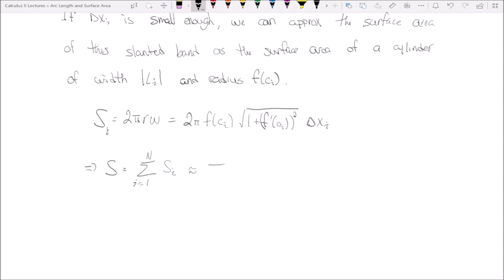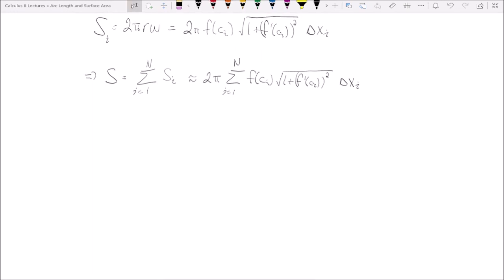Which is approximately 2 pi times the sum as i goes from 1 to n of f of c sub i times the square root of 1 plus f prime of c sub i squared delta x sub i. Right, now clearly this is a Riemann sum, and so we can now formally state our surface area formula.